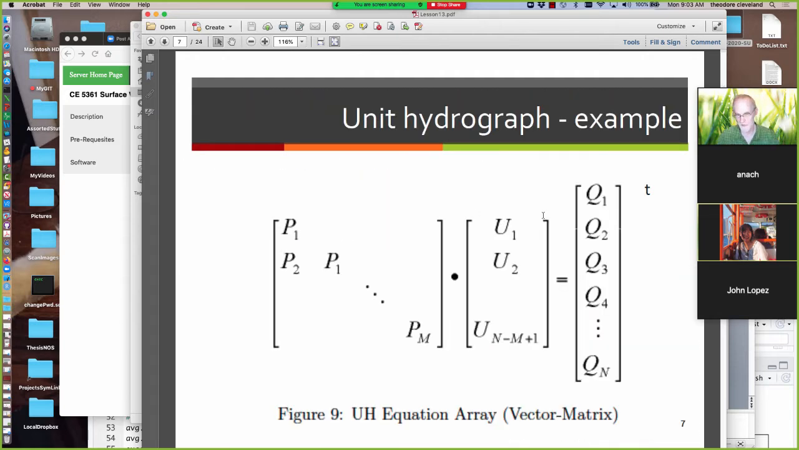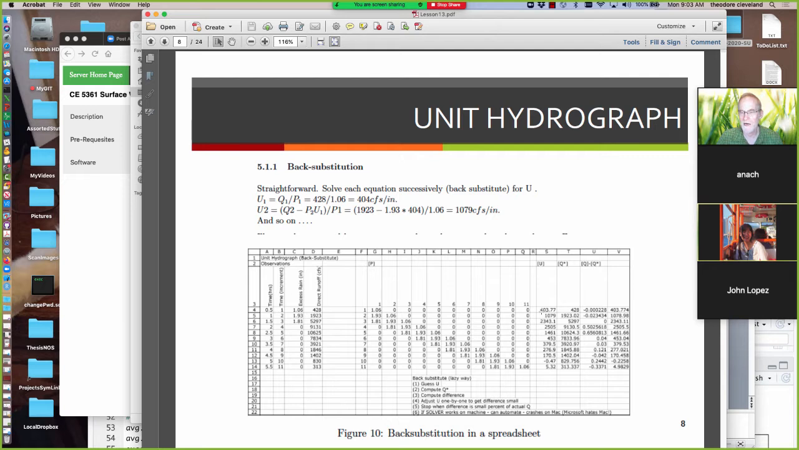So our discrete unit hydrograph was aimed at finding this vector of weights, and these had numerical values: 436, 912, and so on, 403, 10, 79, and so on. So these weights, when pre-multiplied by the precipitation matrix, produce our response matrix.